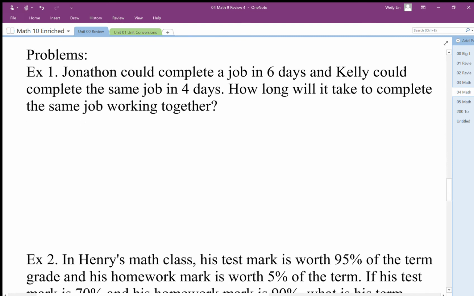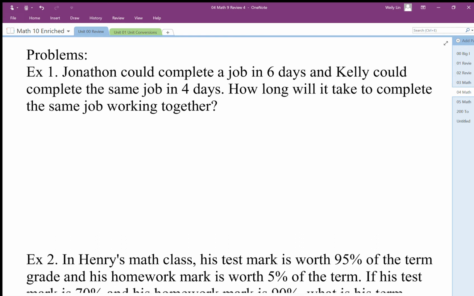Okay, so here are some rational expression problems. Jonathan can complete a job in 6 days and Kelly can complete the same job in 4 days. How long will it take for them to complete the same job working together? Well, we can just add them together and say it takes 10 days, but that doesn't make sense because if they're working together, it should take less time than 4 days. So this is how we need to look at this problem.